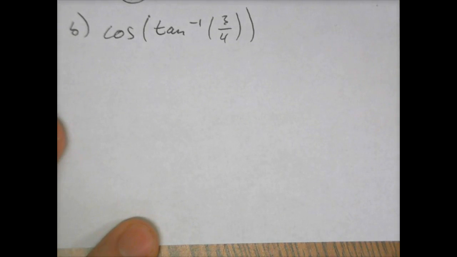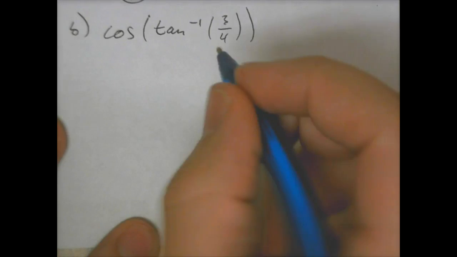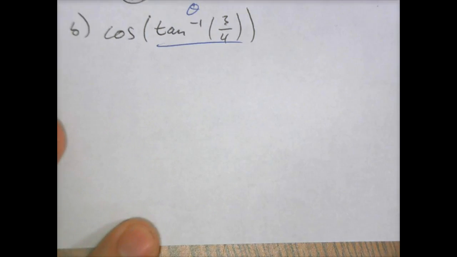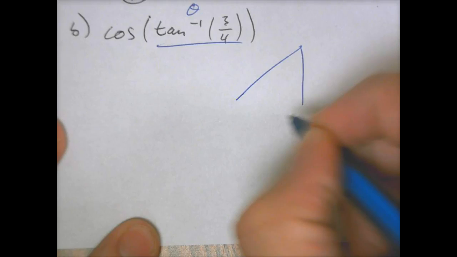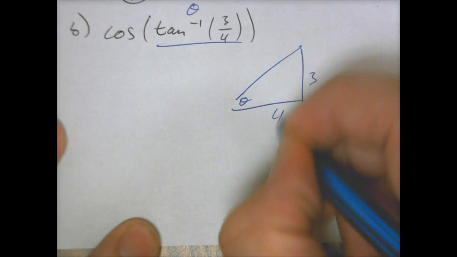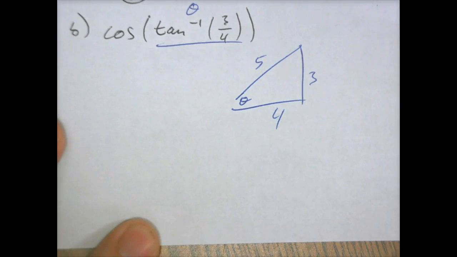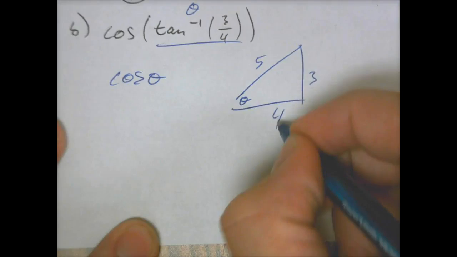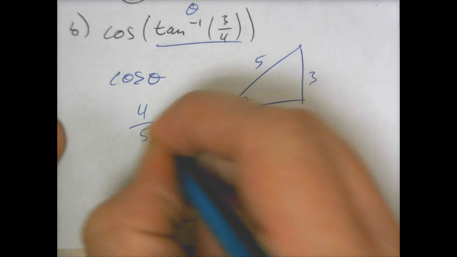Okay, doing the same sort of thing here. So if I have tangent inverse of 3 over 4, again, I'm just going to be finding the angle. If I draw my triangle, I have the angle, opposite over adjacent. Again, the hypotenuse will be 5 by Pythagorean theorem. So really this is saying cosine of some angle. Well, cosine is adjacent over hypotenuse, so this one will be 4 over 5.